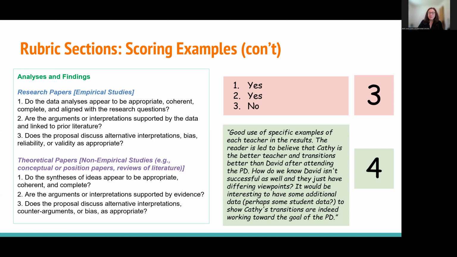There's a good use of specific examples of each teacher in the results. The reader is led to believe that Kathy is the better teacher and transitions better than David after attending the professional development. And then the reviewer poses these really helpful questions. How do we know David isn't successful as well, and that they just have differing viewpoints? It would be interesting to have some additional data, perhaps some student data, to show Kathy's transitions are indeed working towards the goal of the professional development.